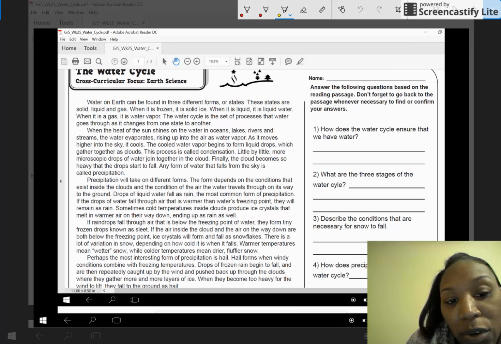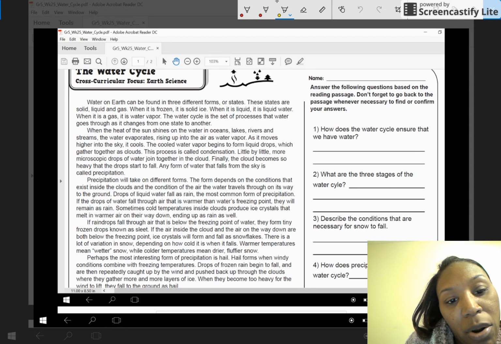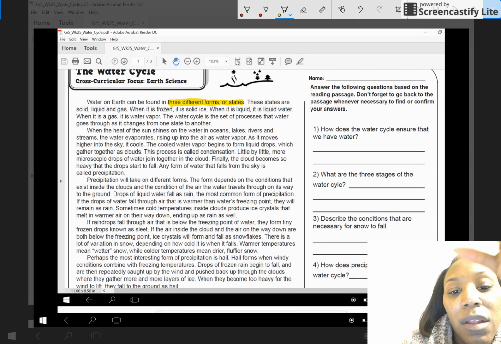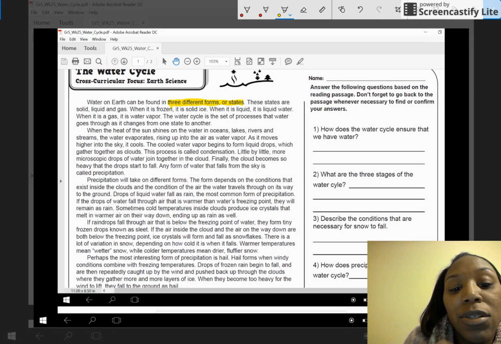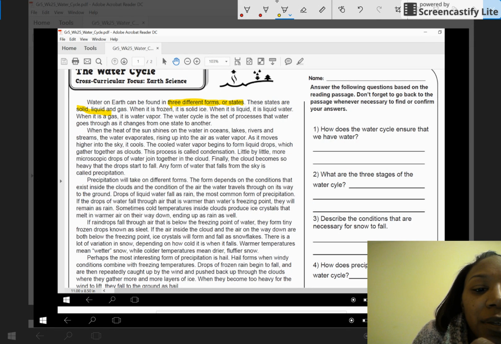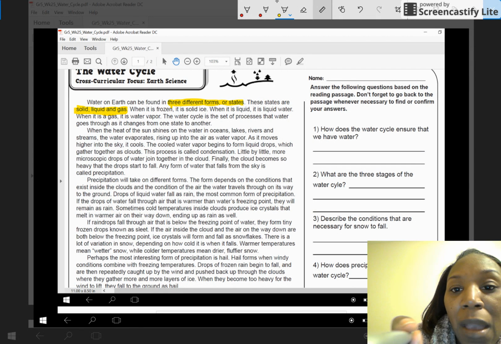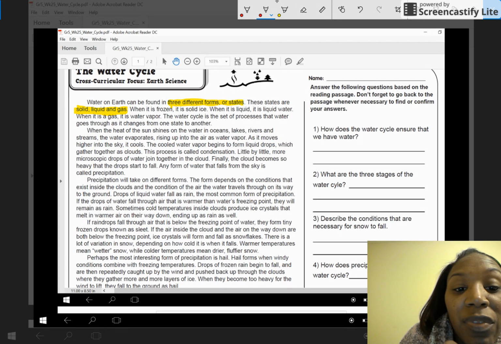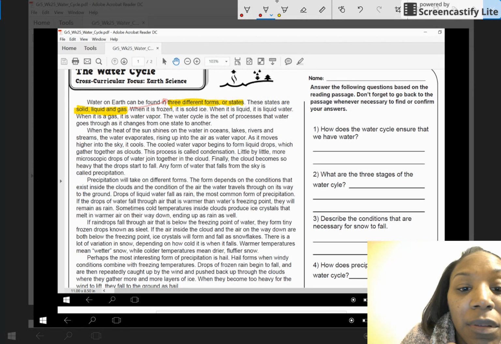So as we look at this first paragraph, we know that water can be in 3 different forms. So we're going to highlight 3 different forms or states. Now we need to know what the states are. We're going to highlight solid, liquid, and gas. Now I would like to make a connection between them so that I know that these go together. So that is their connection.